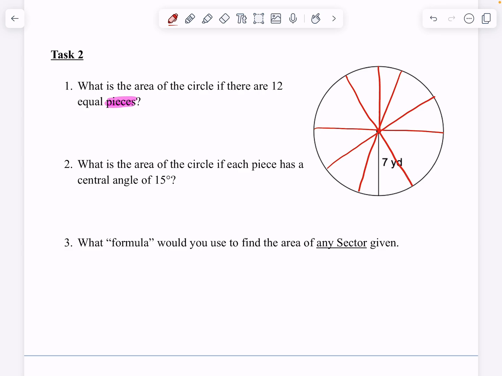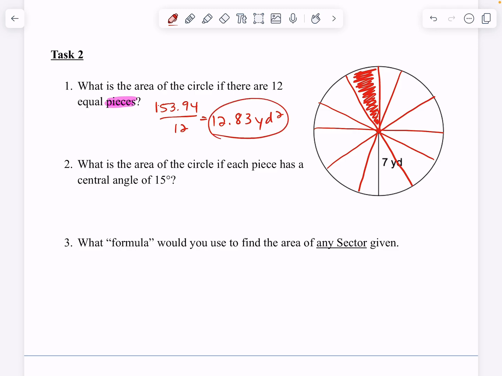So if I go here and here, there's my 12 pieces. If I wanted to know the area of just this piece right here, I can take the same area that I had, 153.94, and I could just divide it by the number of pieces that I have. So if I did that, I could figure out that one piece has 12.83 yards squared of area.